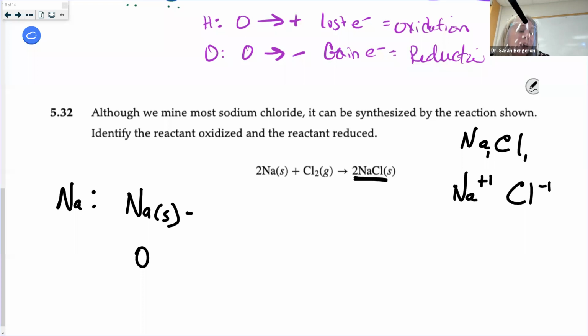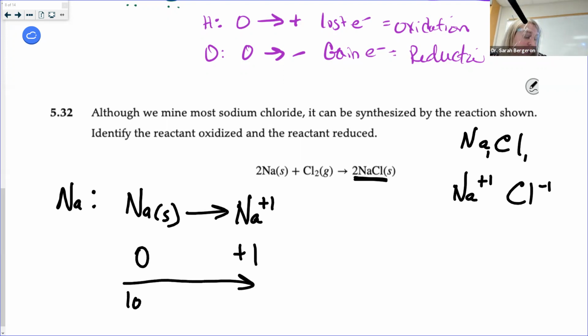Okay, so now tell me, I have sodium as a reactant. It goes to make a product. What product does it make? Na +1. So what happened to my charge? I went from 0 to +1. So if I go from 0 to +1, what happened? I lost electrons. If I lose electrons, what happened? Oxidation or reduction? Oxidation.